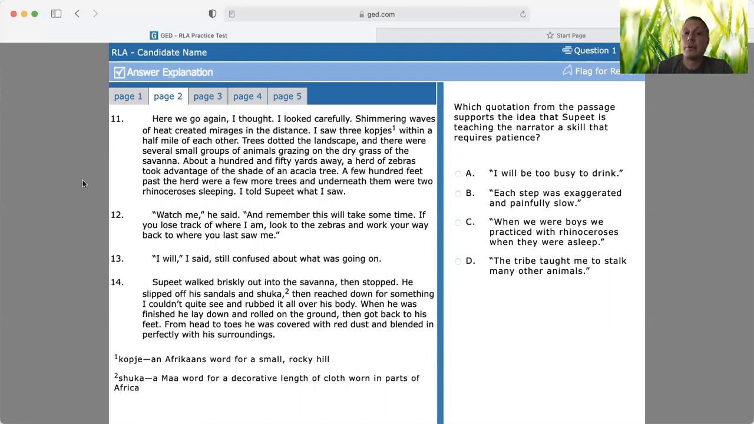And you can see now, when you read that, what's a kopje? Underneath here, it says kopje is an African word for a small rocky hill. You can also say kopje. So, 3 kopjes within a half mile of each other.